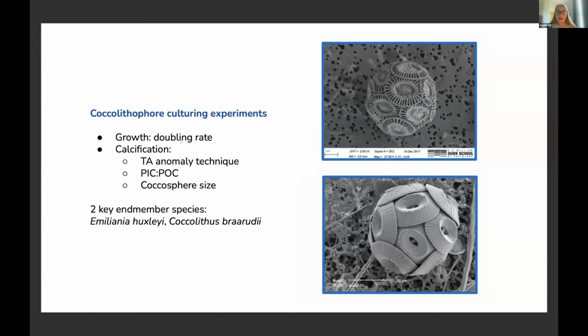I measured calcification and growth of 2 different species of coccolithophores in response to these high enhanced alkalinity conditions: Emiliania huxleyi, which is a small, fast-growing coccolithophore around 2 micron diameter, and Coccolithus pelagicus, which is a much larger coccolithophore.